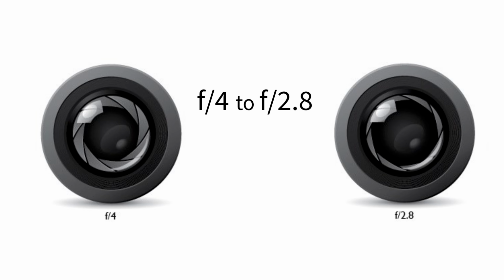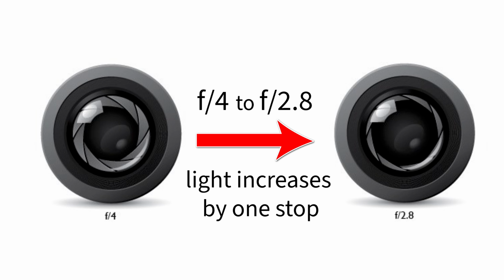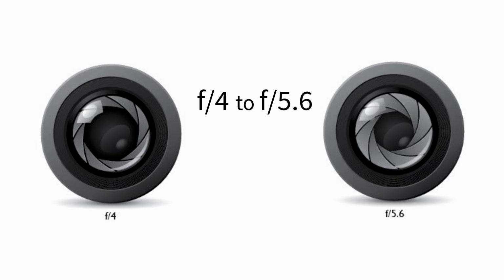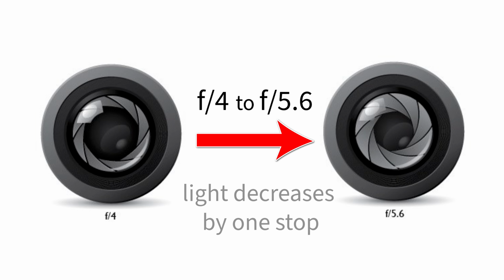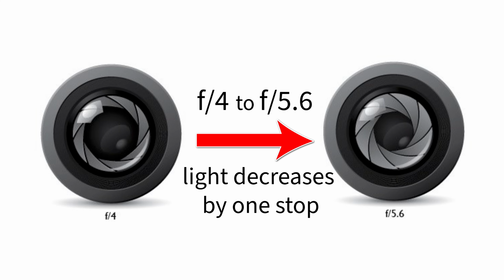Changing the aperture by 1 stop means doubling or halving the opening in the lens. For example, going from f4 to f2.8 increases the amount of light by 1 stop, therefore doubling it. When going from f4 to f5.6, it decreases by 1 stop, thereby halving it. So if you want to let more light in for a brighter image, lower your f-stop. If it's too bright, raise it to limit the light.